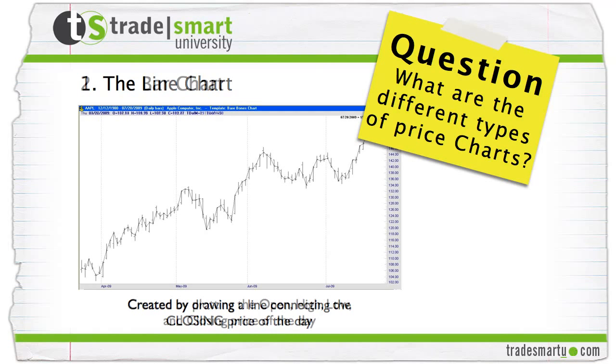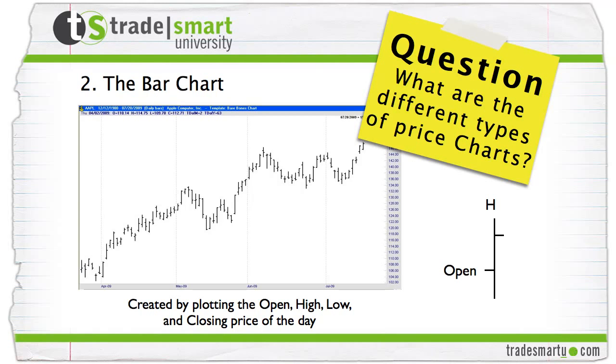Now, the next chart we want to look at is the bar chart. This is the same company applied with the bar chart instead of the line chart. The bar chart is created by plotting the opening, the high, the low, and the closing price of each day on this graph. And then what happens is we have these little individual bars and they create the chart. Once you understand how to read them, you can make more educated and more insightful trading decisions.